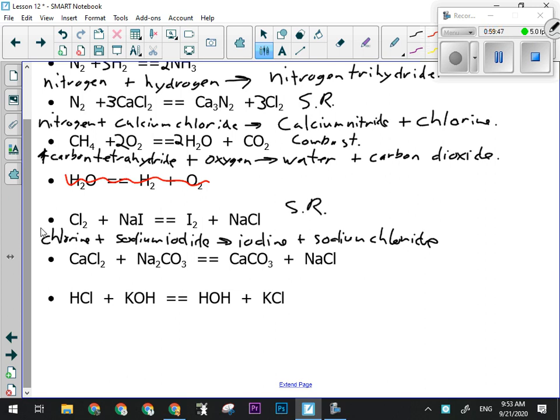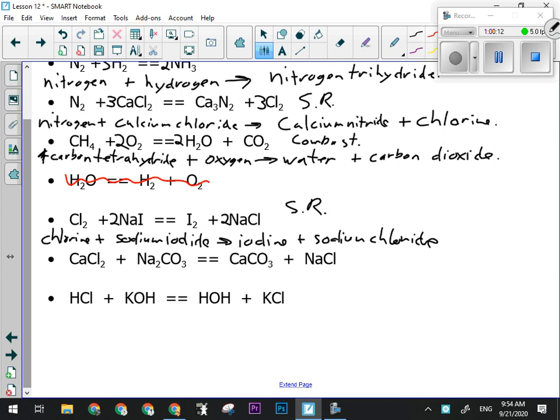Balance with my biggest number first, which is 2. So I've got chlorine here as a 2, but over here there's only 1. So what needs to go in front of the sodium chloride? 2. And that gives me 2 sodiums when I do that. So I have to go back over here and put 2 there. When I do that, it gives me 2 iodines, which balances over here. And now the reaction is balanced.